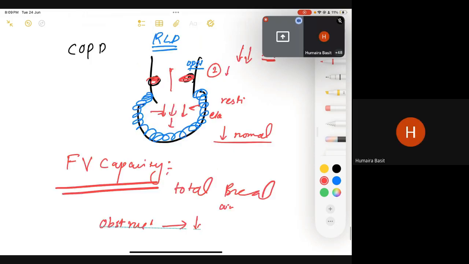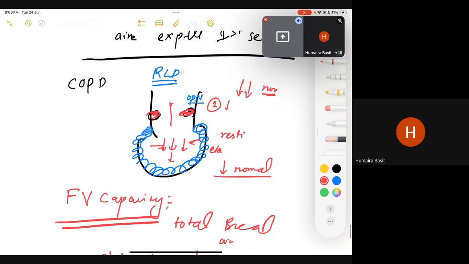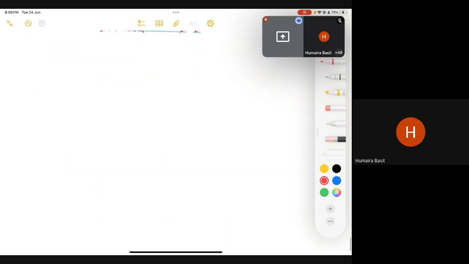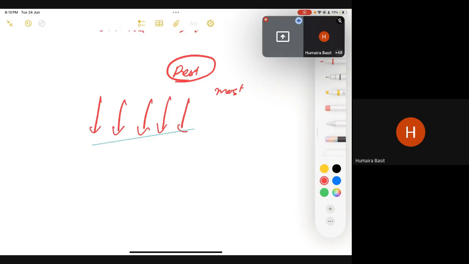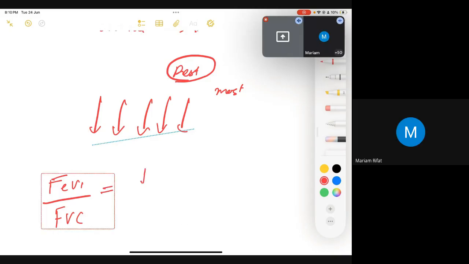But if we compare the FEV1 as compared to FVC, FEV1 is decreased more, because in that first second most of the air is going to move out, and all of the resistance is going to be experienced in that first second. So if we take a ratio of FEV1 to FVC, what would happen? It reduces. If the FEV1 reduces more and the FVC reduces, the overall ratio is going to decrease more, because the numerator is decreasing more, right?